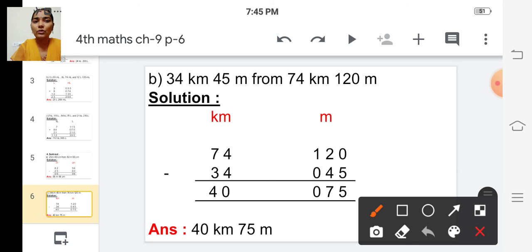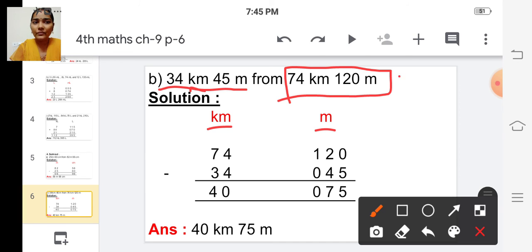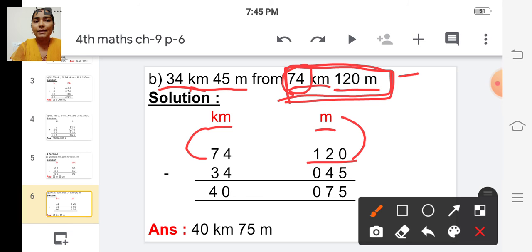So first you have to separate the units, kilometer and meter. Then you have to write this length first, because we are going to subtract this length from this length, right? So 74 kilometer, write 74 below the kilometer unit, and 120 meter, write 120 below the meter.